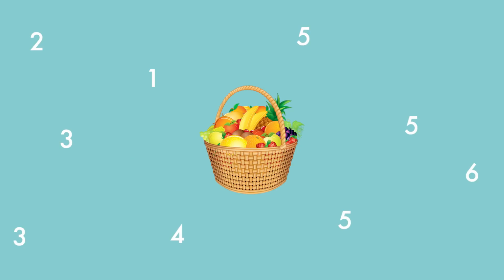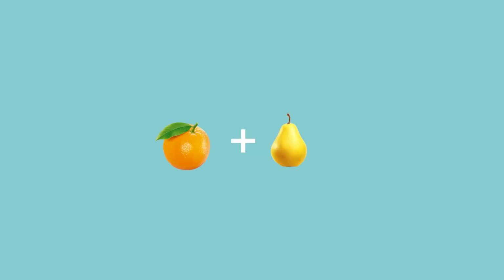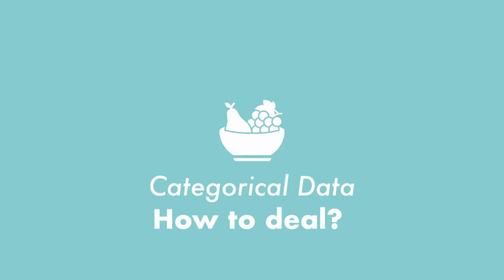However, does it make sense to have fruits as numbers? How can we add a pear to an orange? And why will some fruit be more worthy than others? The way to deal with these values, which we call categorical data, is quite different.